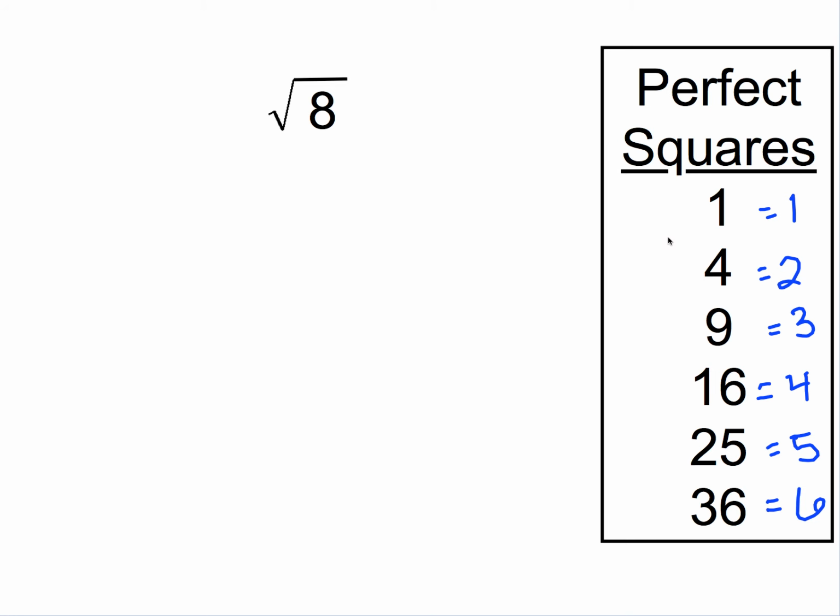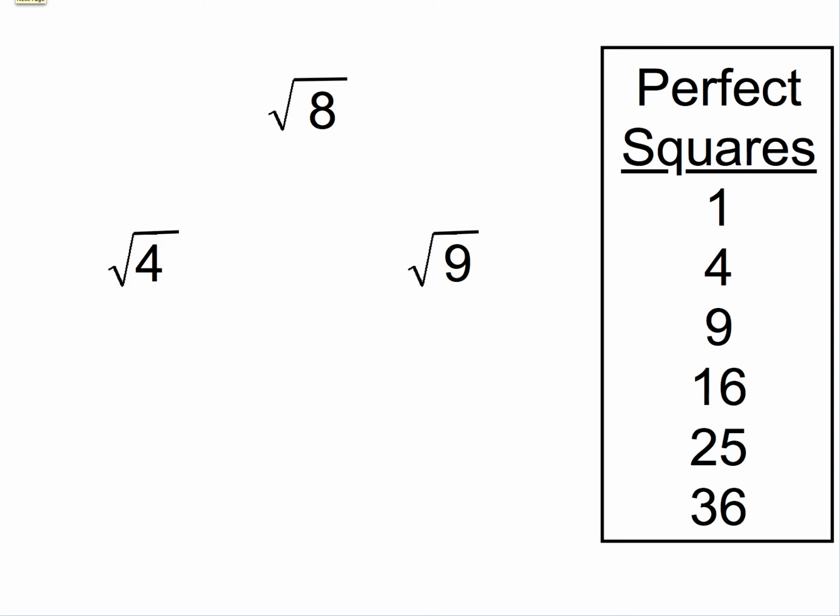Well, the square root of 8 would obviously be somewhere between 4 and 9, between the square root of 4 and the square root of 9, because 8 is between 4 and 9. Okay, so the square root of 8 is going to be between the square root of 4 and the square root of 9. Obviously 8 is closer to 9, so that means that the square root of 8 will be closer to the square root of 9 than it is to the square root of 4.